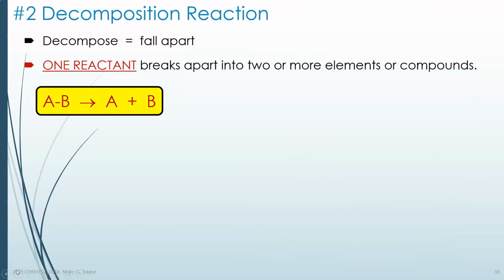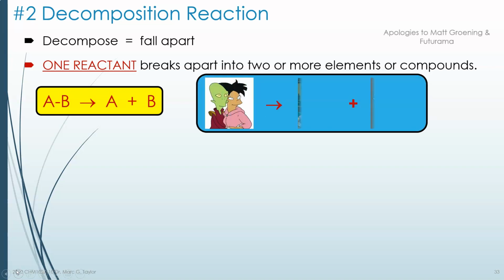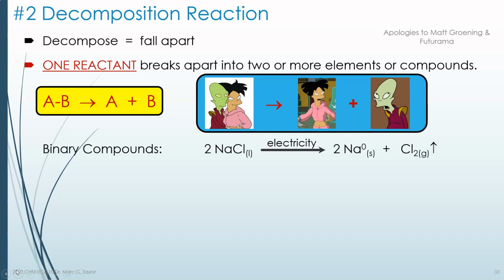Decomposition is the exact opposite. Decompose means to break apart, to fall apart. You're starting with some single reactant and making two or more products. And the products can be elements, the products can be compounds, just like you saw in the previous example going the other way around. So an example would be you have a couple, and the couple breaks up into its individual partners of the couple, and that would be a decomposition reaction in real life.